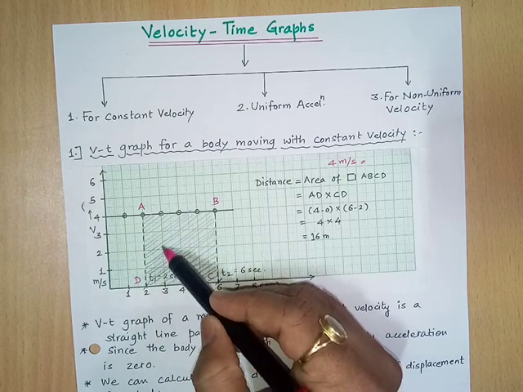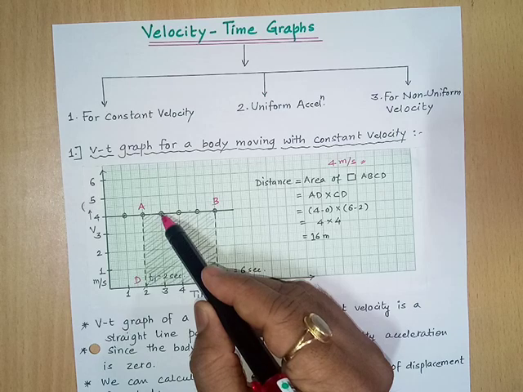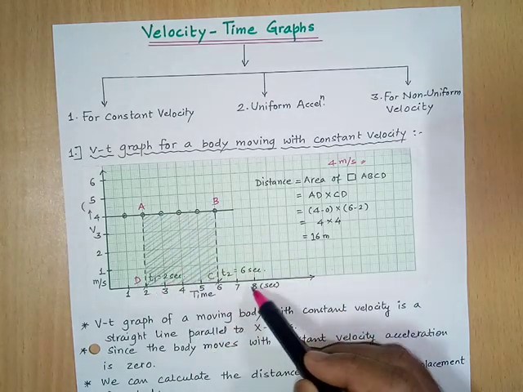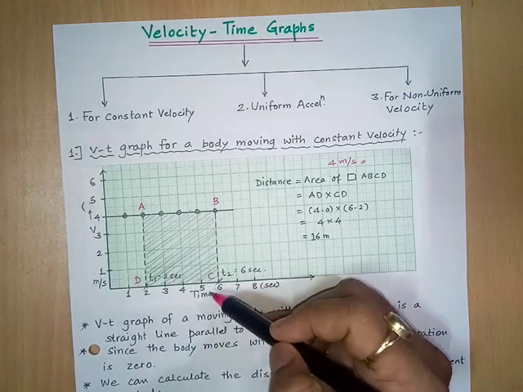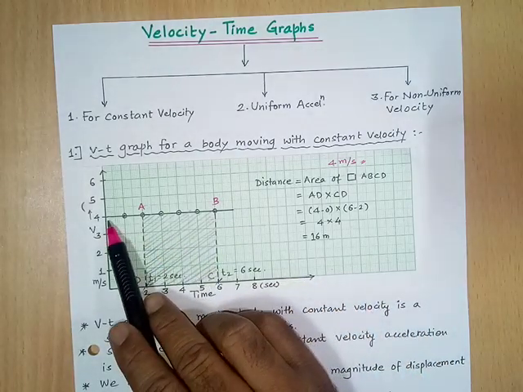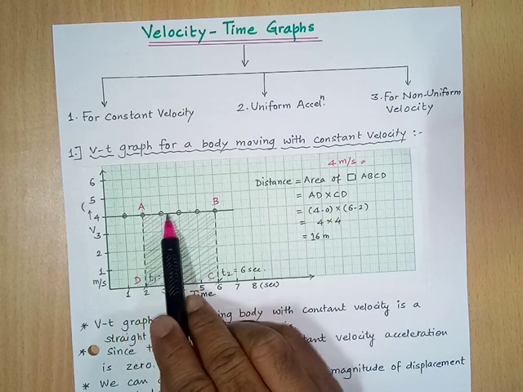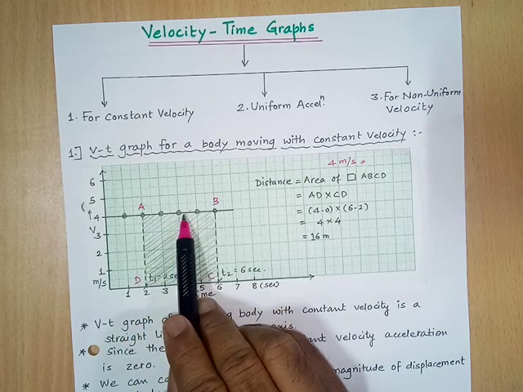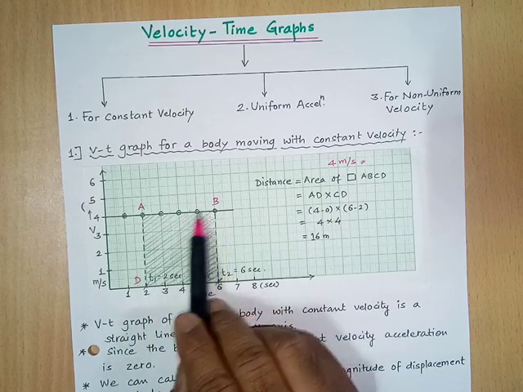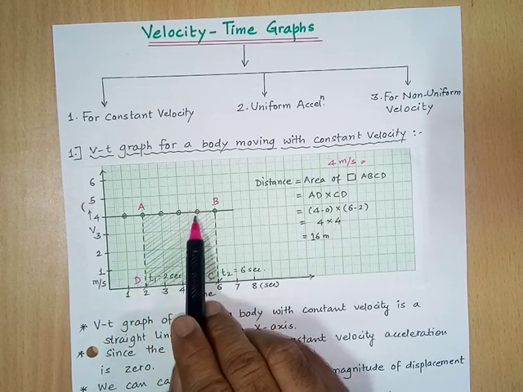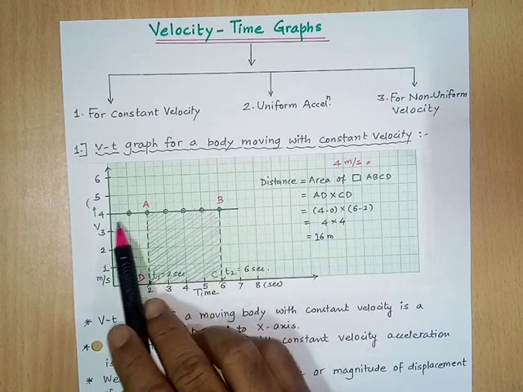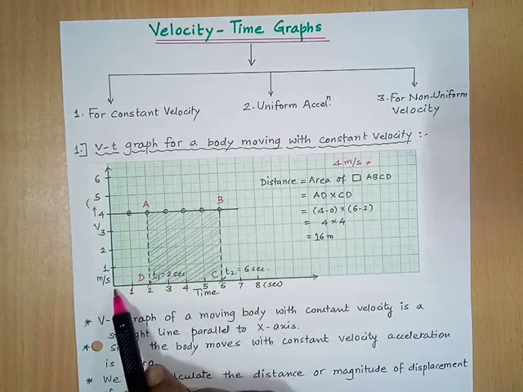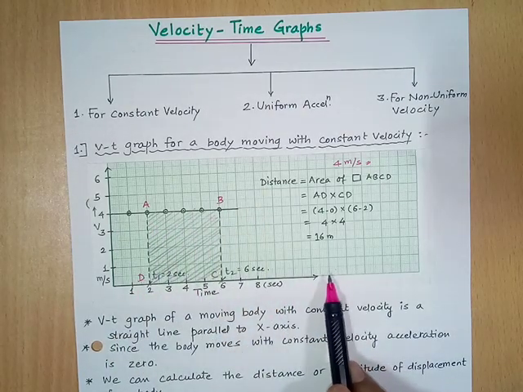In 3 seconds also the velocity of the object is 4 meter per second, and if I go on extending this, plotting the velocity at each instant of time, then all the points of the respective velocities at the respective times will be like this. If I join all those points, I get a horizontal line. This horizontal line is parallel to the x-axis.